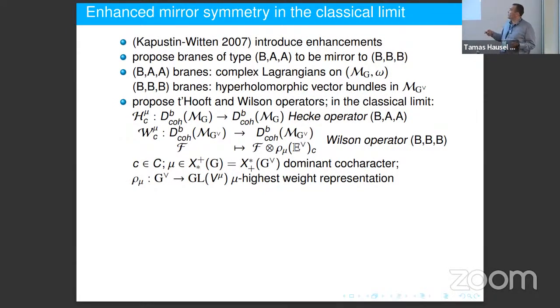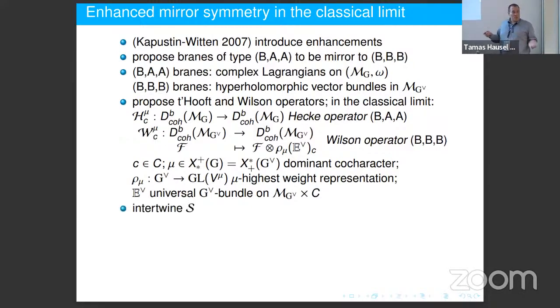Namely, we will take a highest weight representation corresponding to mu for the Langlands dual group, and we will look at the universal G-dual bundle from the universal Higgs bundle, and we will look at it first in this representation. So now I have a vector bundle, and we will restrict it to the point C. And this will be now a vector bundle on the homological space.